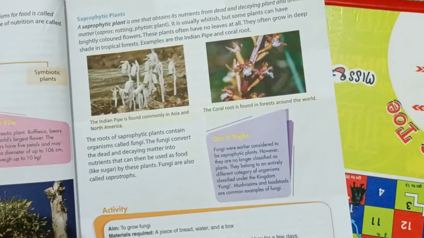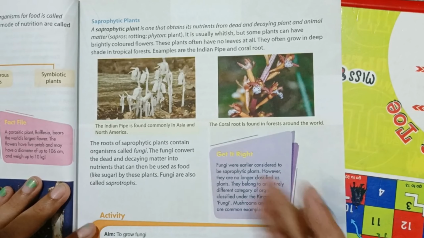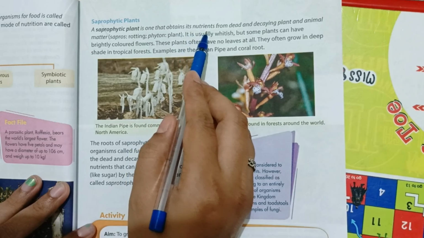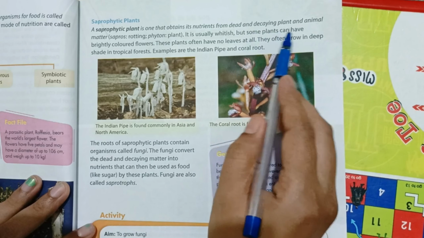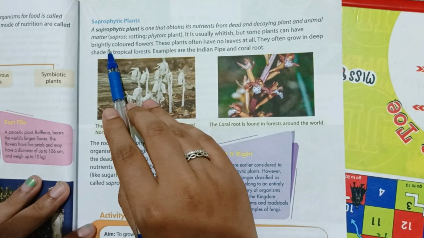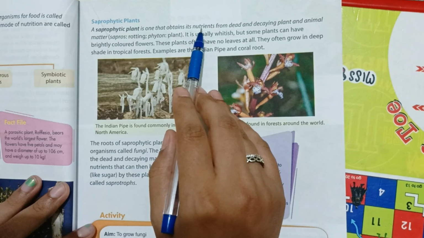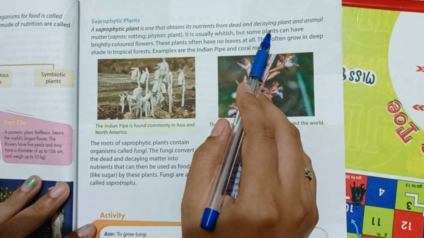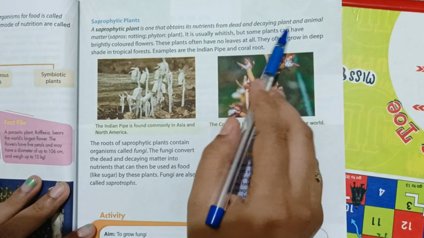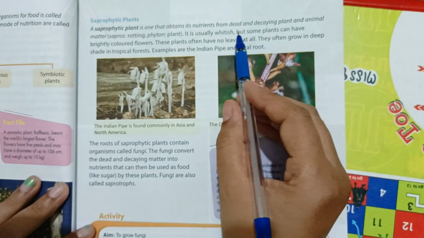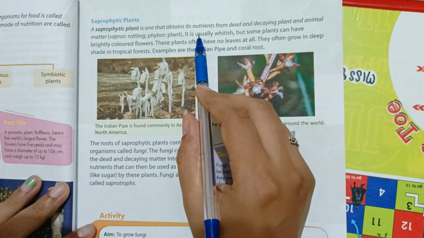Next, let us move on to the saprophytic plants. A saprophytic plant is one that obtains its nutrients from dead and decaying plant and animal matter. Saprophytic plants are those plants which are obtaining the nutrition from the dead and decaying plant and animal matter, which is already dead. From that only it is getting its nutrients.